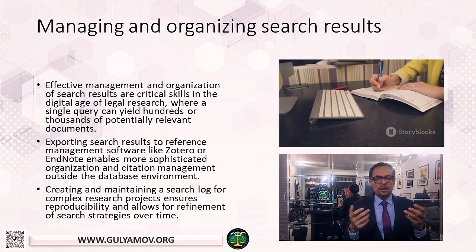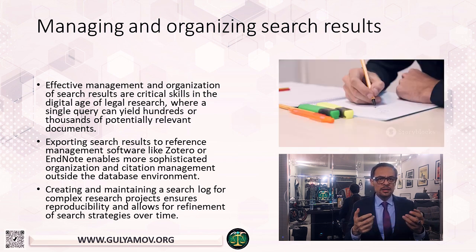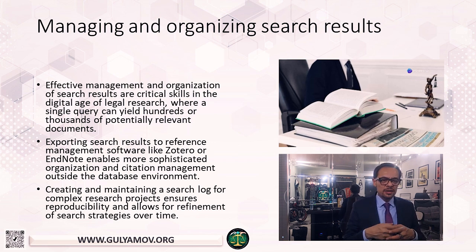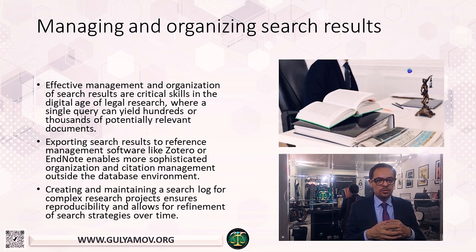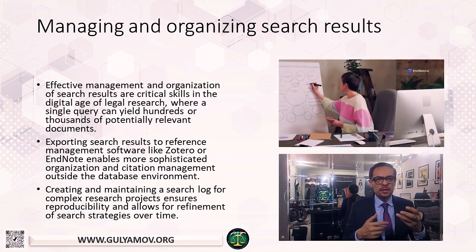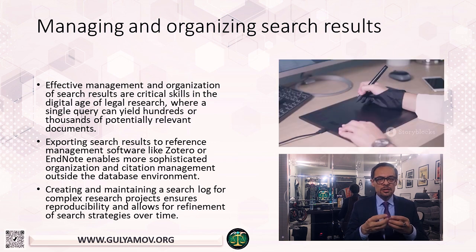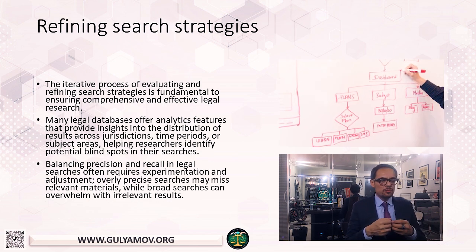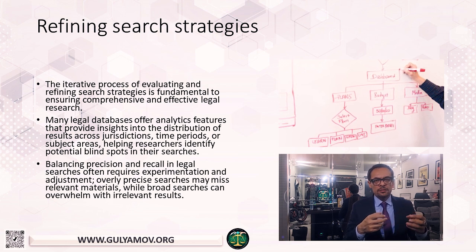Annotation and prioritization of search results, whether through database-specific tools or external note-taking systems, help researchers track key points and relevance assessments. Creating and maintaining a search log for complex research projects ensures reproducibility and allows for refinement of search strategies over time. Effective tagging or labeling systems for search results might include categories such as core cases, background information, or contrary authority.